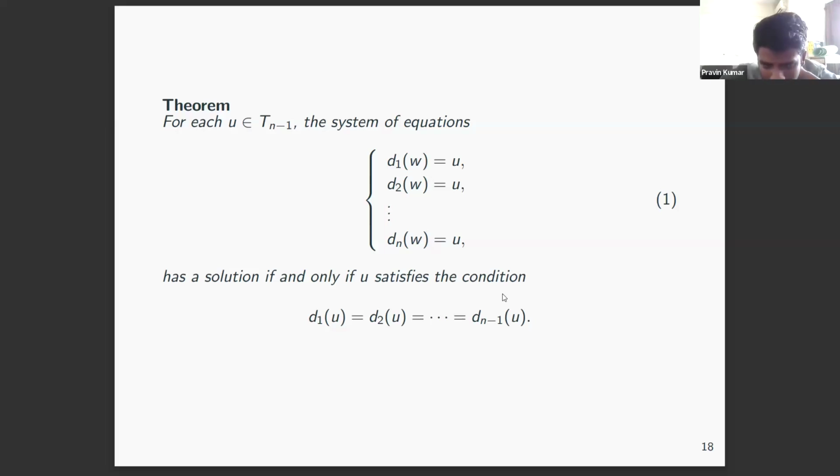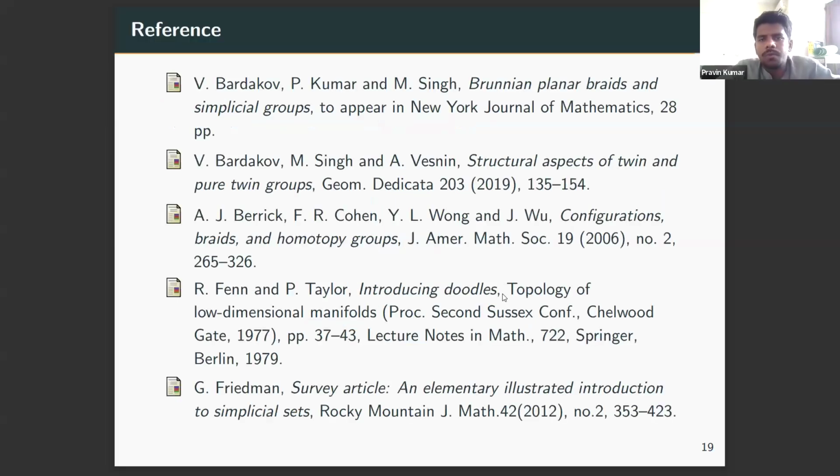The proof of this theorem is basically to explore what is called the face map and co-face map, which is called the bi-delta structure on twin groups or pure twin groups. Using the bi-delta structure, we construct some maps which will help in proving this theorem. So this is the paper I was speaking about, Brownian planar braids and simplicial groups.